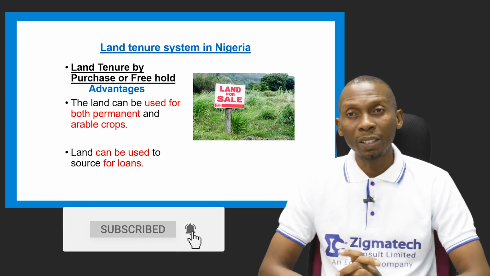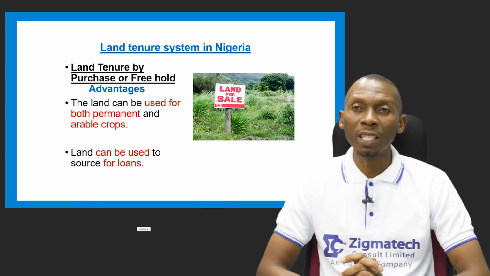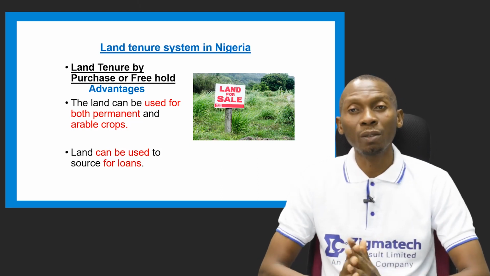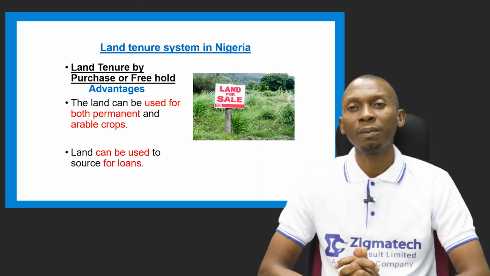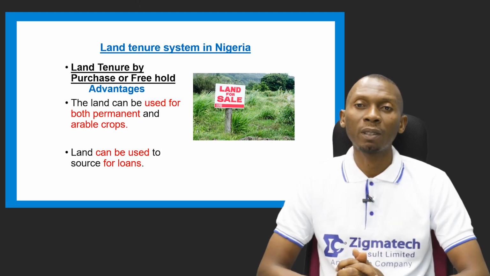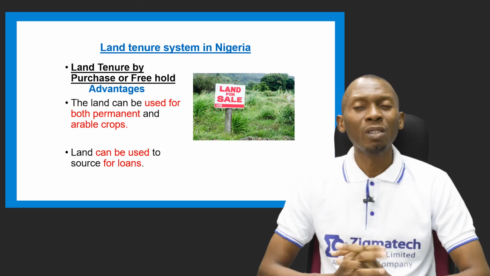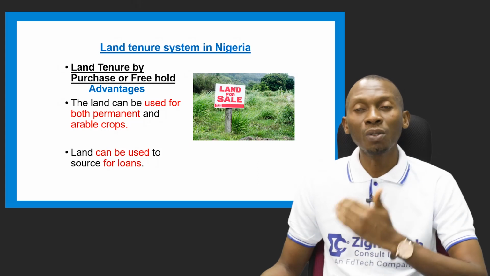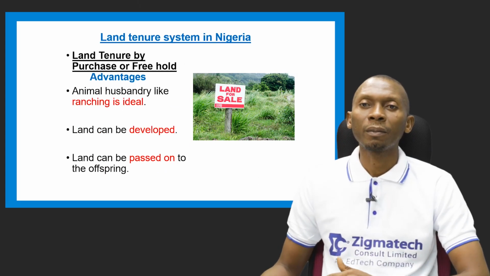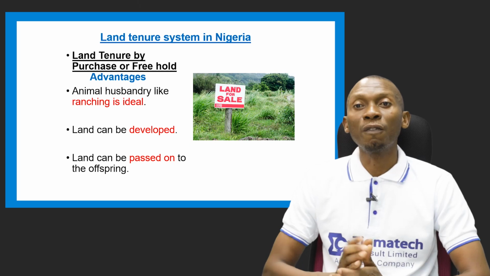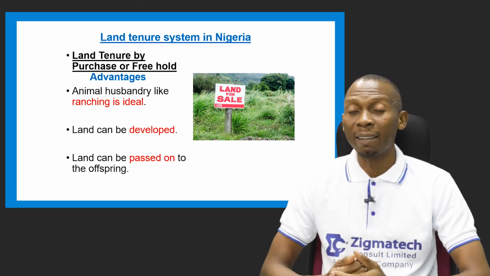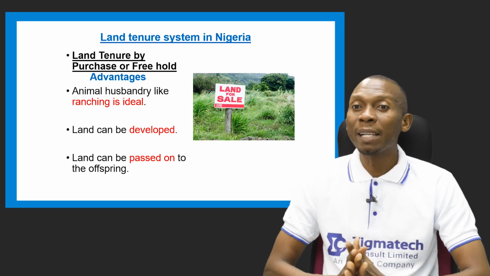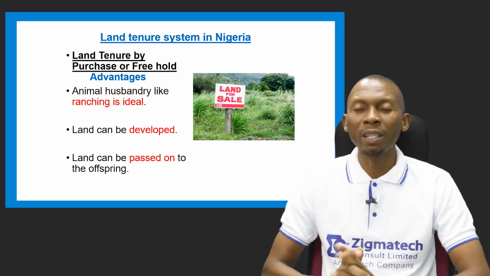So what are the advantages of land tenure by purchase or freehold? Now, the land can be used for both permanent crops and arable crops. The arable crops are food crops. The land can also be used as a means of obtaining loans from financial institutions because the land belongs to the farmer. It can also be used for ranching, that's animal husbandry. It can also be developed. The land can also be passed on to the farmer's offspring.